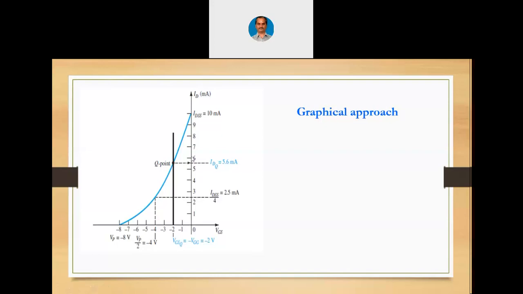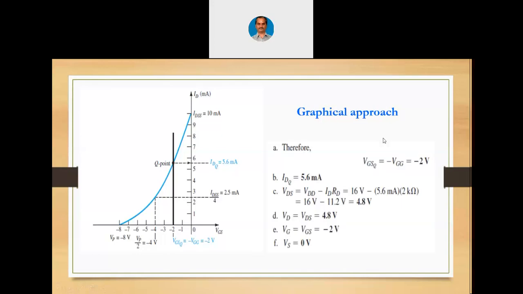Actually, through the graphical method, deducing exactly 5.6 milliamperes also is not really very easy. But in the graph sheet, you will have lines for each millimeter, right? Between 1 centimeter, there are 10 divisions. Based on that, here the author has given it as 5.6 milliampere without showing the graph sheet. Now, using the graphical approach, we got IDQ equals 5.6 milliampere. Correspondingly, we can apply the KVL now. VGSQ is minus 2 volts, already known.